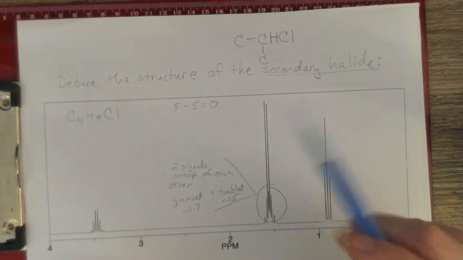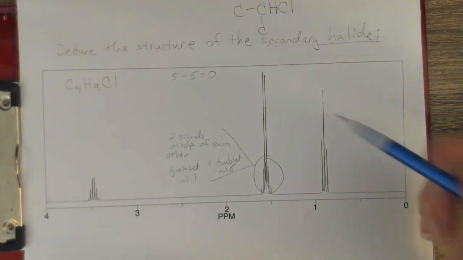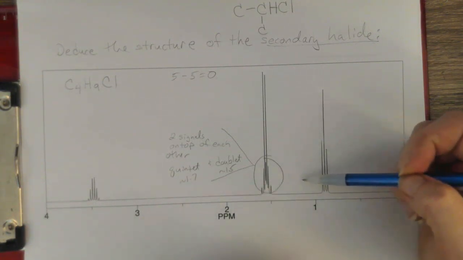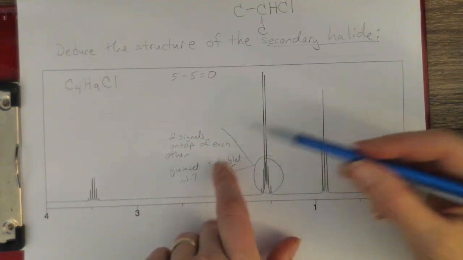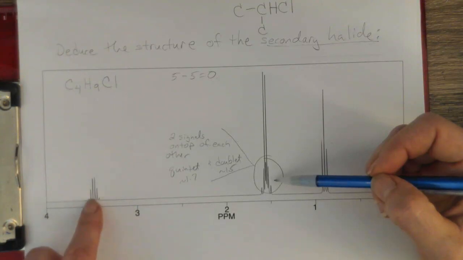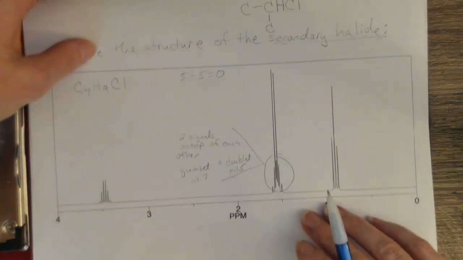The next thing we're going to do is look at the number of signals. Now, unfortunately, I picked an example where here I have overlapping signals. So I just wanted to point out what we see here. There's one, there are two signals here, 2, 3, 4 signals. So 4 signals.